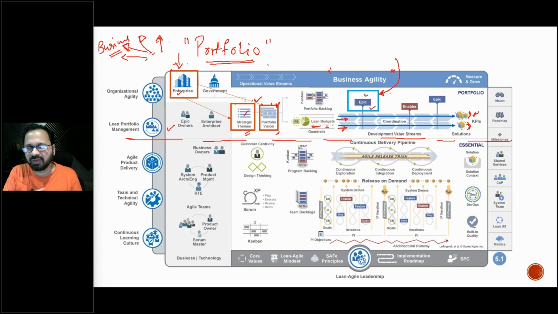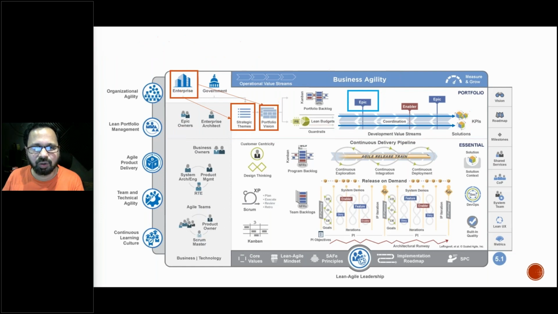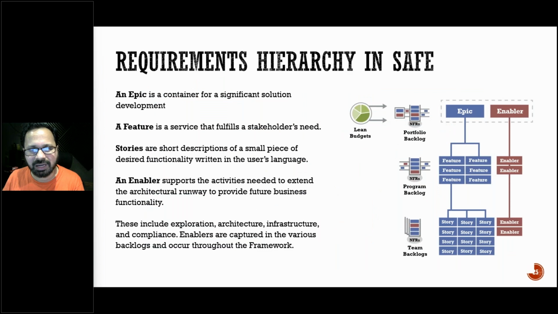Now the configuration which I showed you earlier, a couple of you must already be using SAFe, so maybe a few of you might not even have worked on the portfolio layer, because it is very senior leaders who work on and manage the portfolio, the investments and funding. So this is what happens at the top layer, and the epics are then broken down into features. I can show you the requirements hierarchy in SAFe.